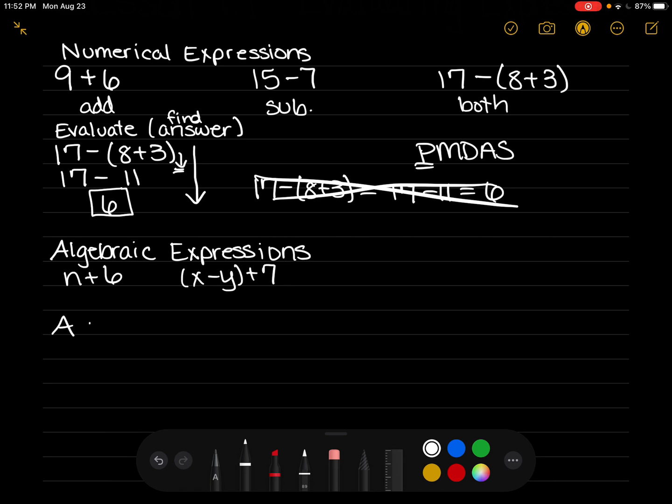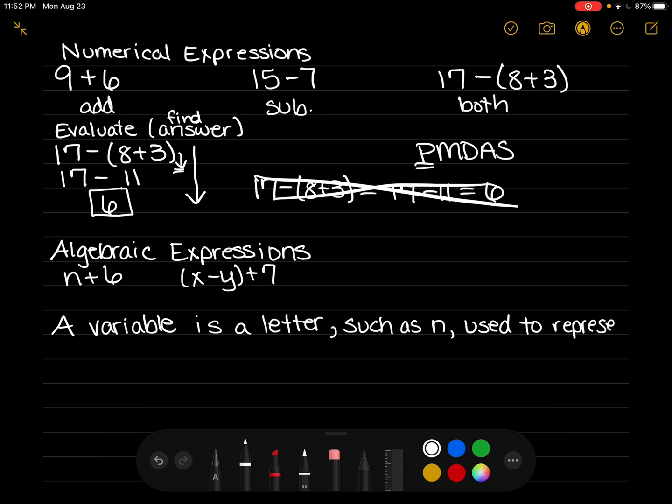A variable is a letter, such as n, x, or y, used to represent a number in an algebraic expression.